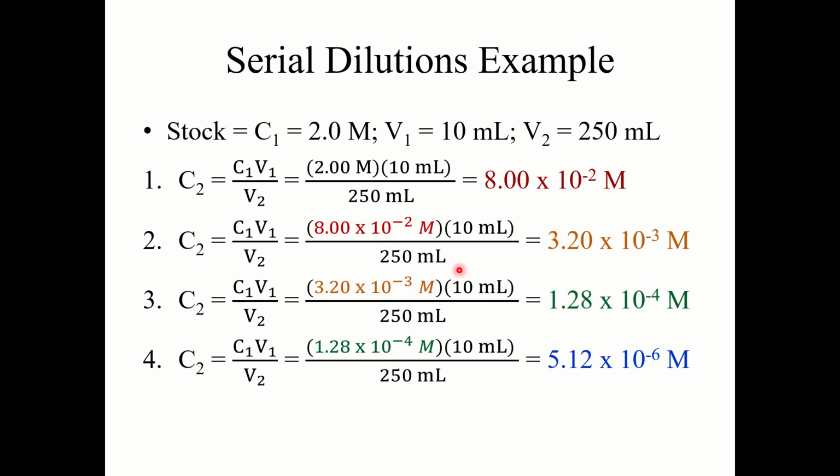So the math is the same in each step. You're just taking C2 from the previous calculation and making it C1 in your next calculation. And so you find the concentration for each of the 4 solutions. So after these 4 serial dilutions, our solution would have a concentration of 5.12 times 10 to the negative 6th molar.